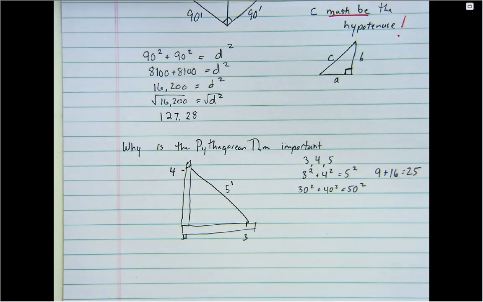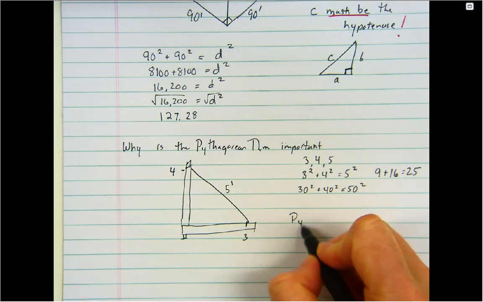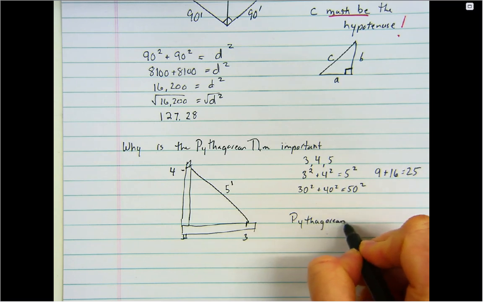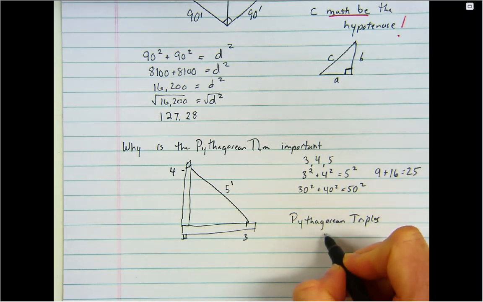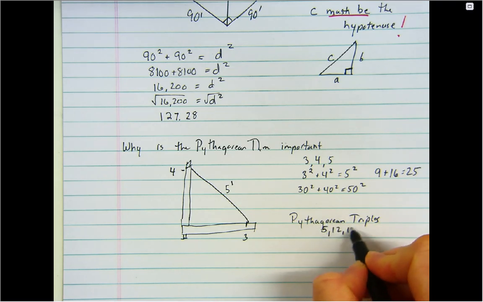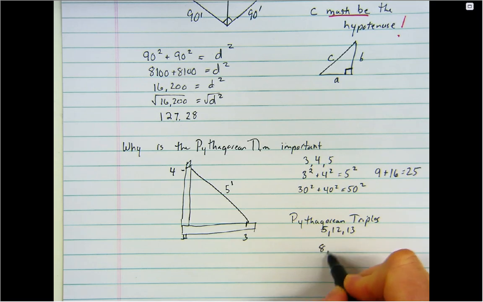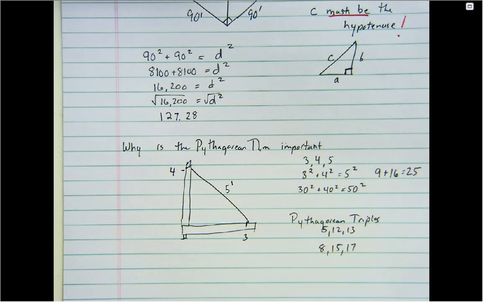People who like number theory like to look for Pythagorean triples like 3, 4, 5. I've had classes where other students have known some Pythagorean triples. Does anybody know some Pythagorean triples? I have a couple more written down. Let's see where they are here. So these are just integers that fit the Pythagorean theorem. So there's 5, 12, 13, 8, 15, 17. Okay, those are some examples of Pythagorean triples.